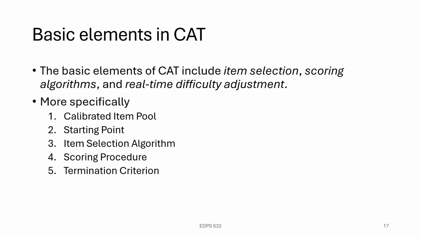And more specifically, we need an item pool. We need an item bank. The item bank should consist of many items. And then we need to know how to start, right? Starting point. And then how to continue. We use the item selection algorithm.